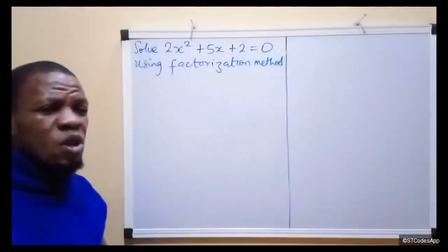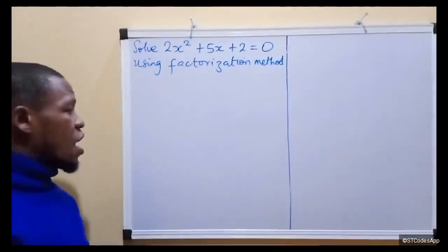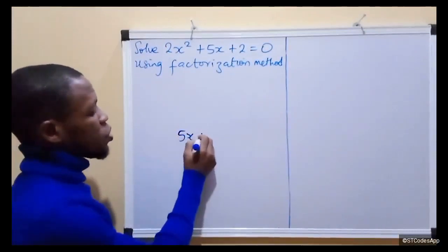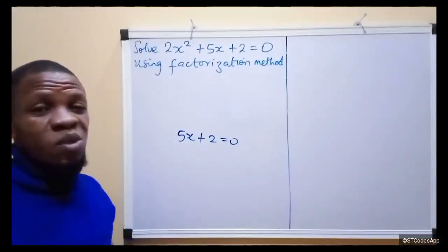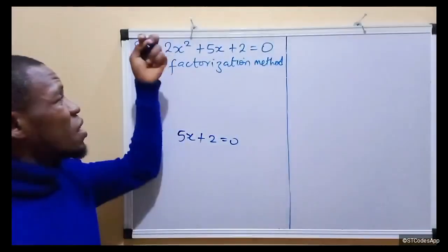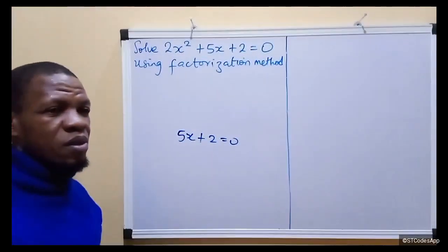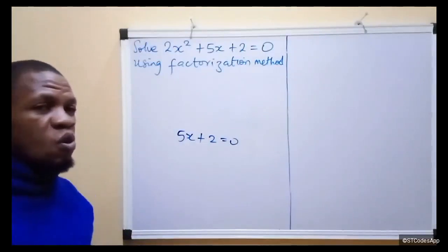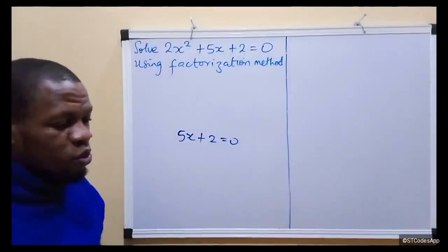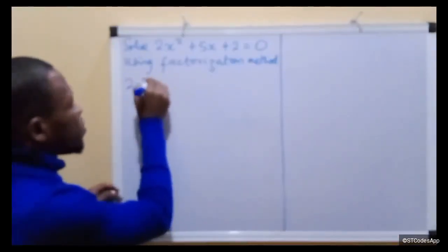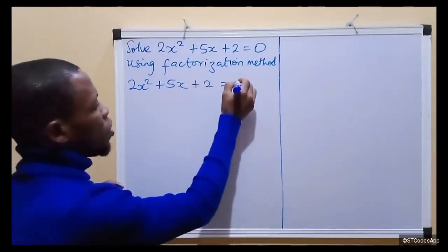We also have a linear equation. In that case, the highest power of the unknown is 1. Assuming we have 5x plus 2 equal to 0, this will be a linear equation. In some other cases, you can have a cubic equation where the highest degree of the unknown is to the power 3, and then we have other polynomials of degree 4, 5, 6, and so on. But today we are dealing with a quadratic equation, which is of degree 2. Here we have 2x squared plus 5x plus 2 equal to 0.